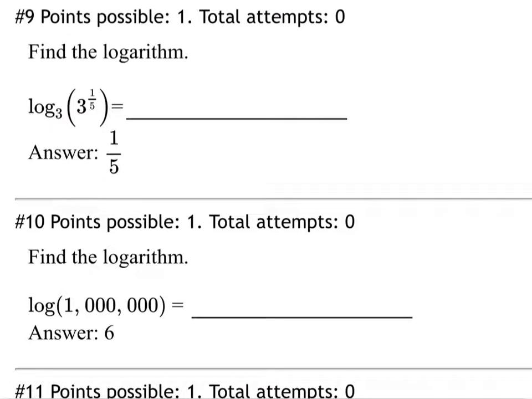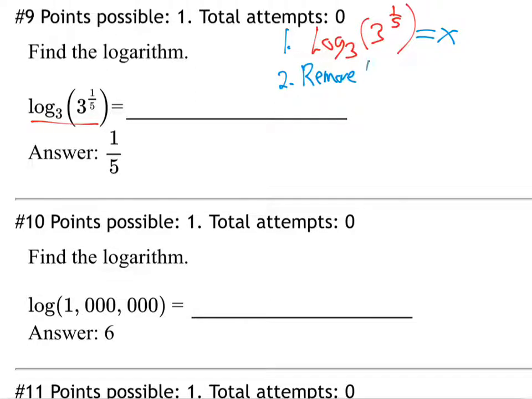Okay, let's try number 9 here. So, find the logarithm. Remember what we do again. Let me bring it over here. This will be easy once we remember what we're doing. When there's no right side, step 1, we put an x over there. Just stick an x on the right side since they're not giving us any right side. And then step 2, remove the log, and the base stays the base. The other two switch.